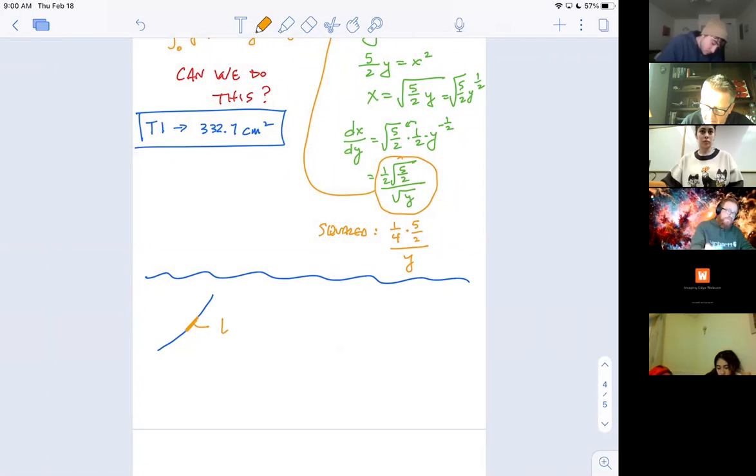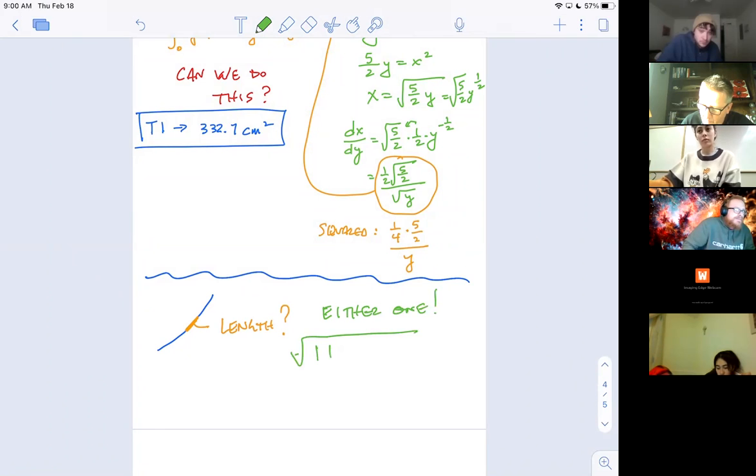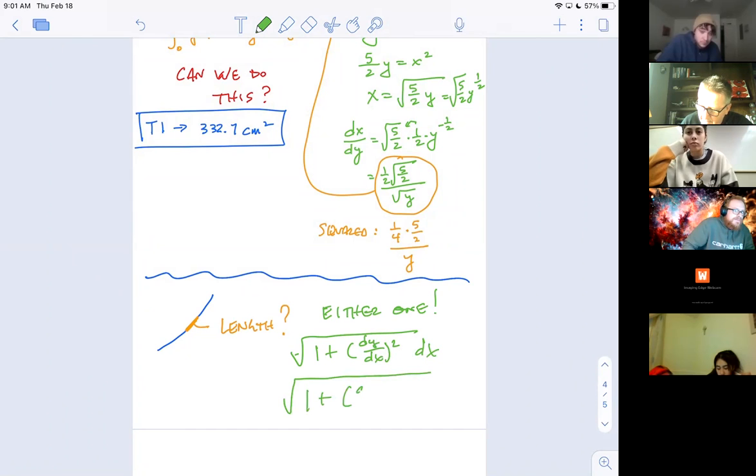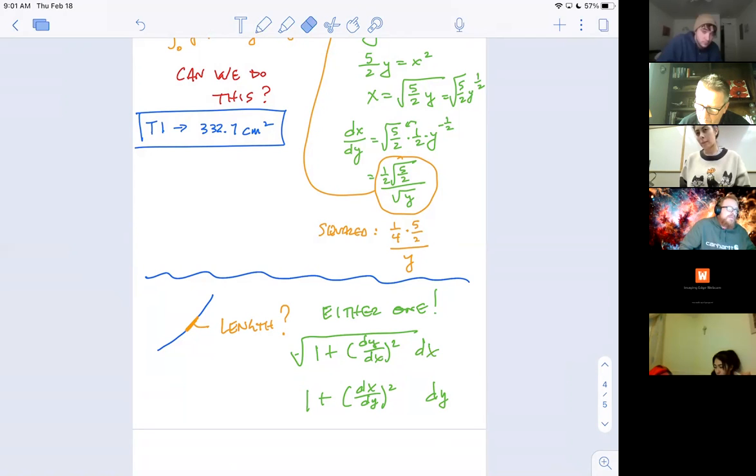The length of that. What's the length of that curve? Two options. Either one. Amazing. It's either the square root of 1 plus dy dx squared dx, or it's the square root of 1 plus dx dy squared dy. Which one do you prefer? Or do you? dy dx. Yeah, you probably prefer, at least I do.